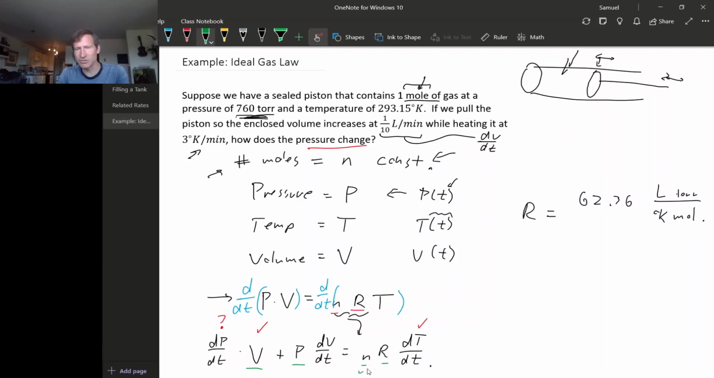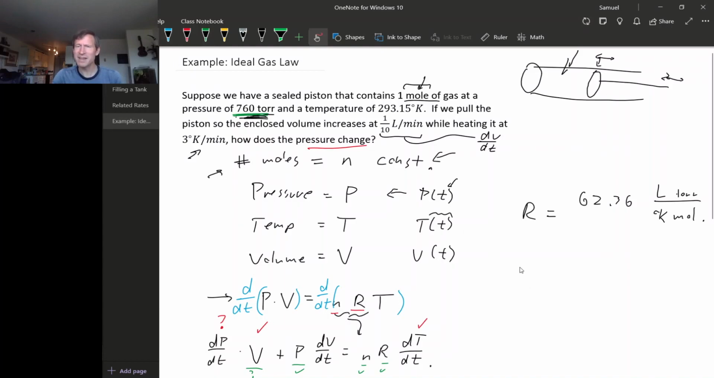So that means we somehow have to come up with values for the volume, the pressure, n and R. Well, n and R are constants that we know ahead of time. And pressure, we know the pressure. It's right here, 760 torr. But we don't know the volume, right? We're going to have to find the volume somehow.